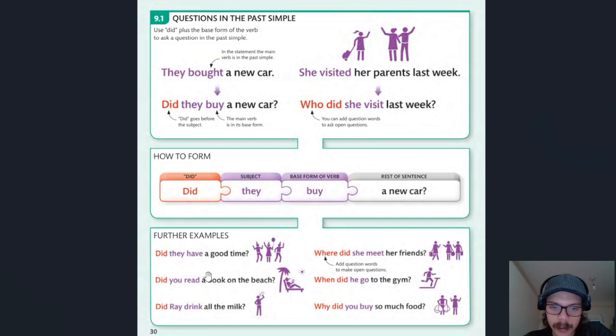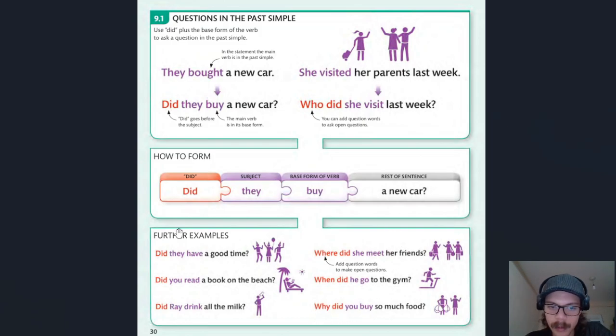Did they have a good time? Did you read a book on the beach? Did Ray drink all the milk? Where did she meet her friends? When did he go to the gym? Why did you buy so much food?